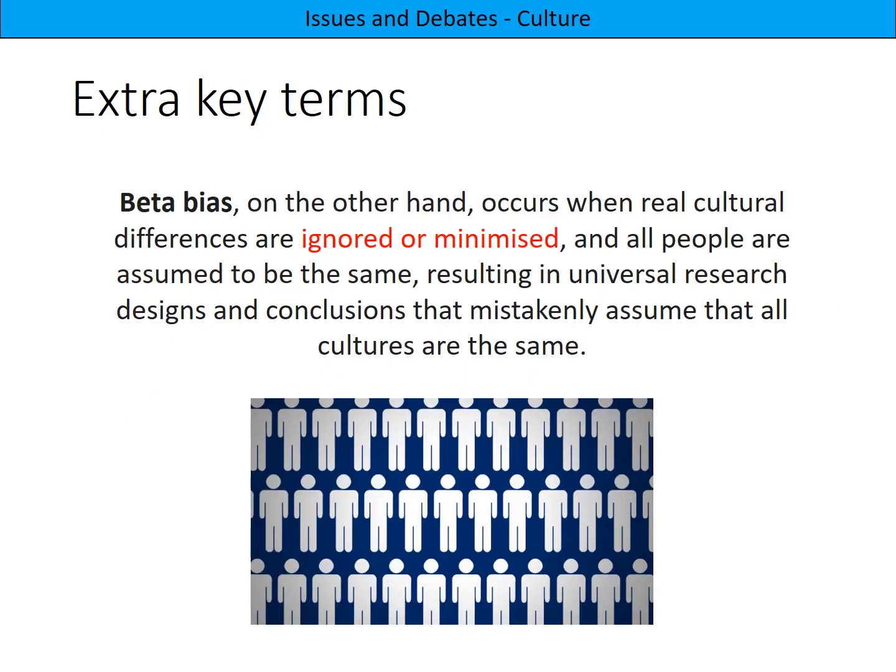Beta bias, on the other hand, occurs when real cultural differences are ignored or minimised and all people are assumed to be the same. This results in universal research designs and conclusions that mistakenly assume that all cultures are the same. This is the idea that actually there are differences, but they aren't taken into account. So if research is conducted in one place and then generalised to another place, this could be an example of beta bias.